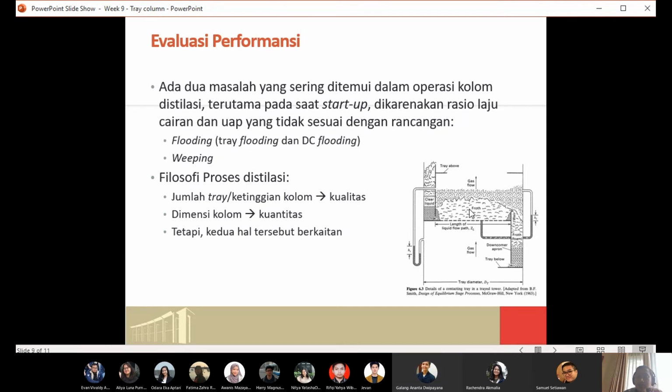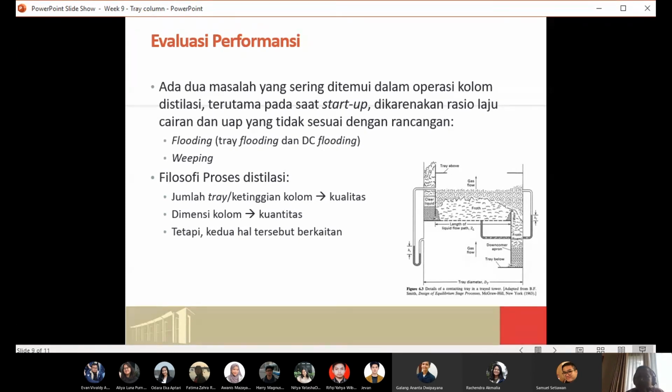We have two types of flooding: tray flooding and also downcomer flooding. In the case of tray flooding, the liquid level above the tray is higher than the weir. So there will be an accumulation of liquid above the tray, which makes the liquid higher than the weir. Again, it will make it difficult for the gas to penetrate through the tray. This is the problem of tray flooding.